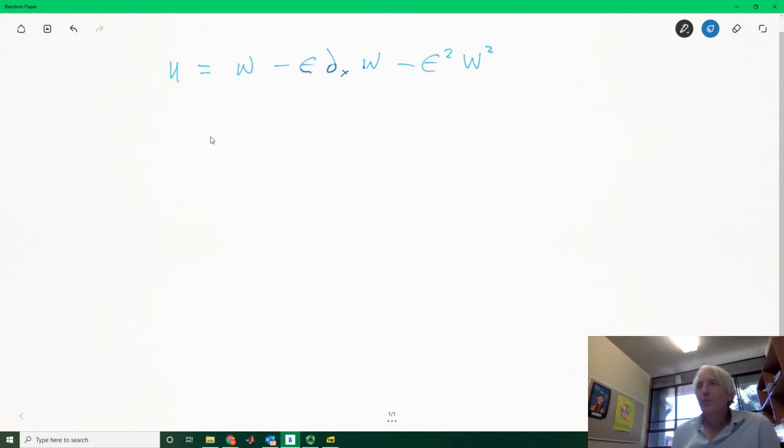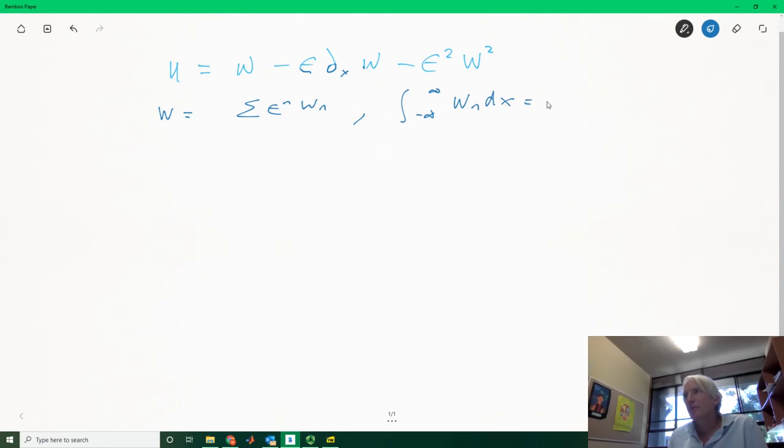All right, so we've got this amazing thing. We've sort of proven that this W is given by the sum of epsilon to the n Wn, and we know that the integral from minus infinity to infinity of Wn dx is a constant. So all we've got to do is start to work out, by substituting in this expression here, what the Wn are.